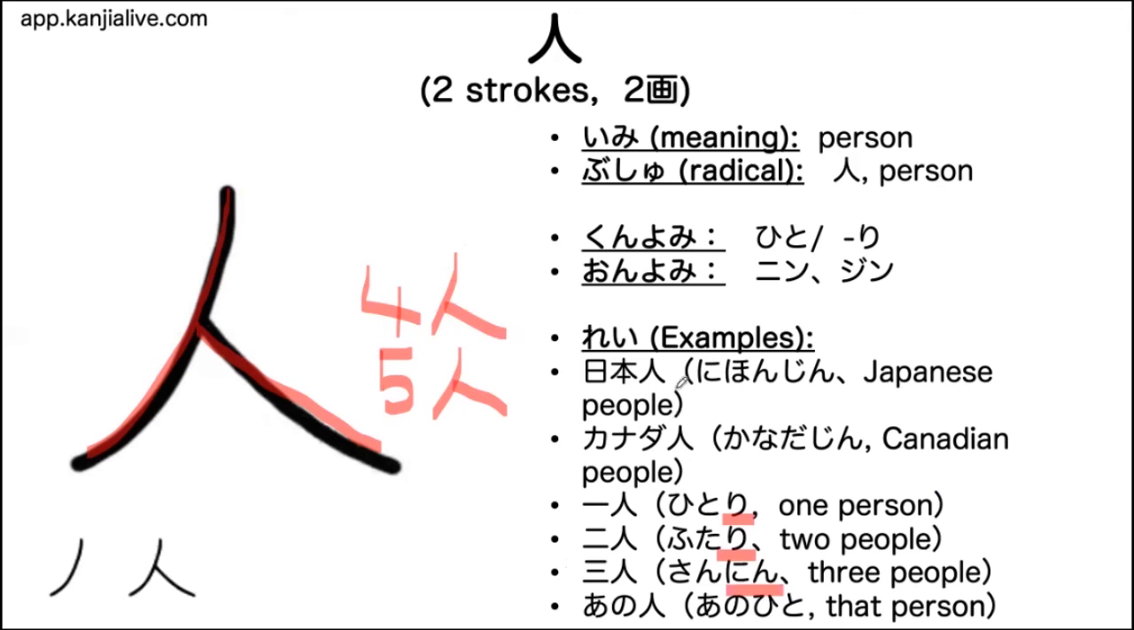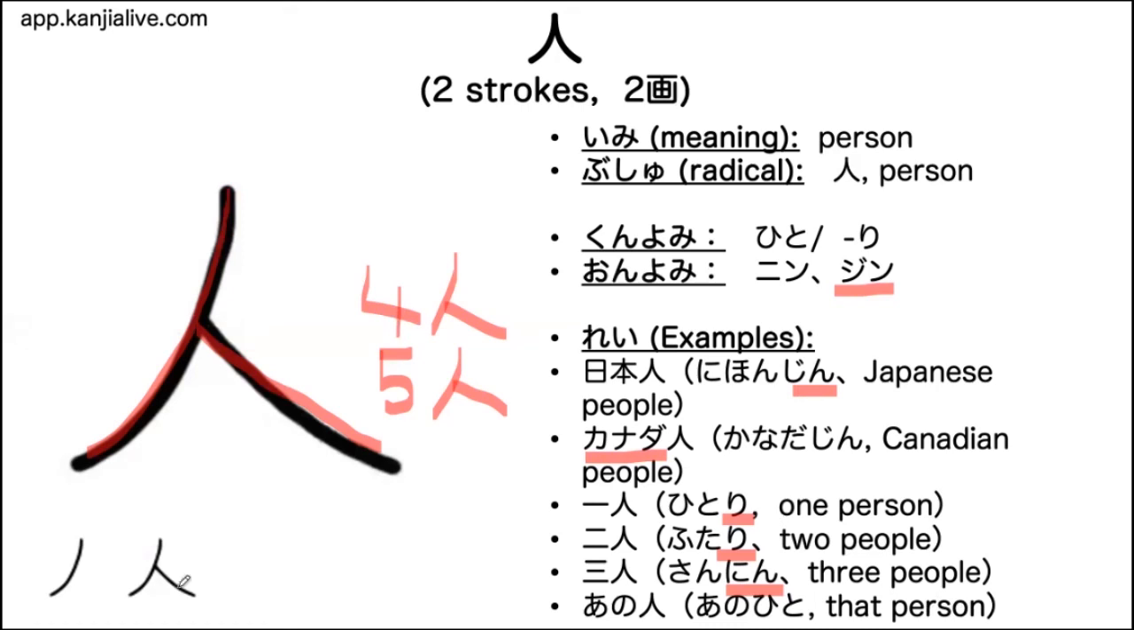Look at different examples. Here you have jin, right? So 日本人 means Japanese people. カナダ人 means Canadian people. When you write English in Japanese, you should write in katakana, like Canada. And as I said here, hitori, one person, futari, two people, 三人, three people. で、あの人、あの represents that. So あの人 is that person.